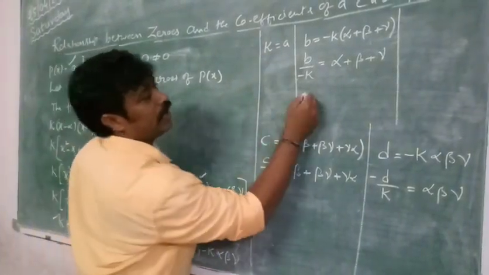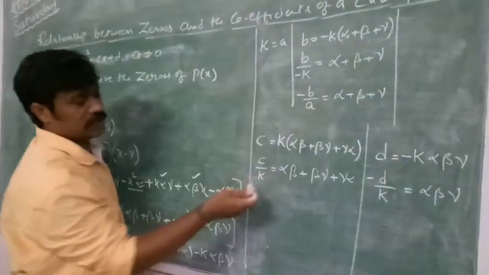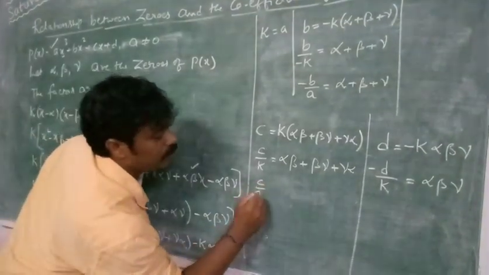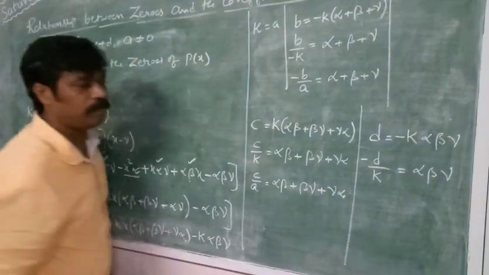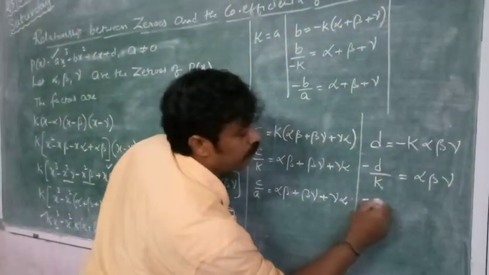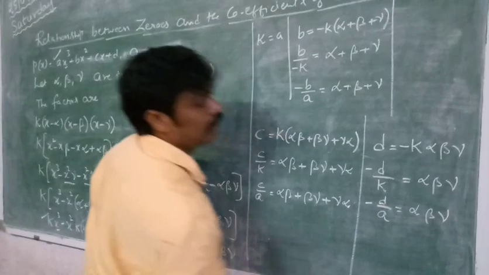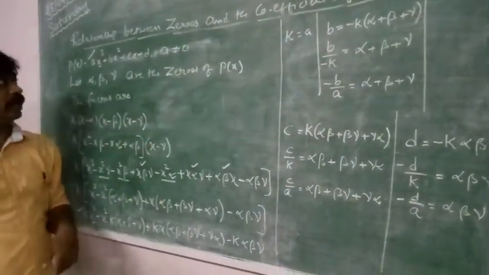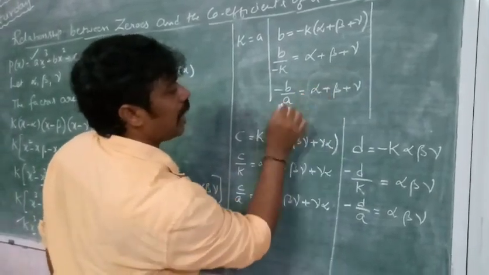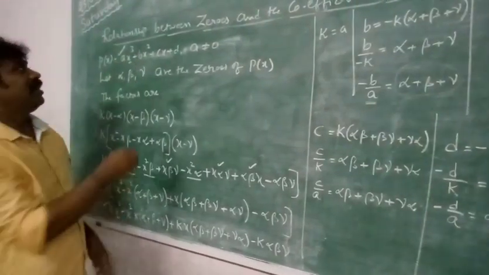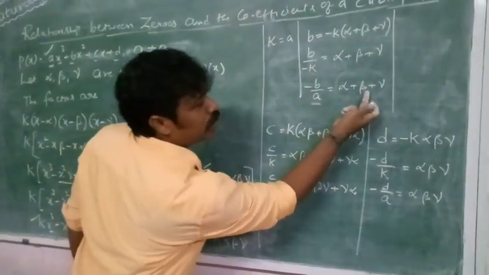So if you substitute here, then minus b by a is equal to alpha plus beta plus gamma. If you substitute a in place of k, then c by a is equal to alpha beta plus beta gamma plus gamma alpha. Similarly, here also if you substitute a in place of k, then minus d by a is equal to alpha beta gamma. So this is the relation between the zeros. Zeros are nothing but alpha, beta, gamma, and a, b, c, d are the coefficients. So this is the relation between zeros and the coefficients.